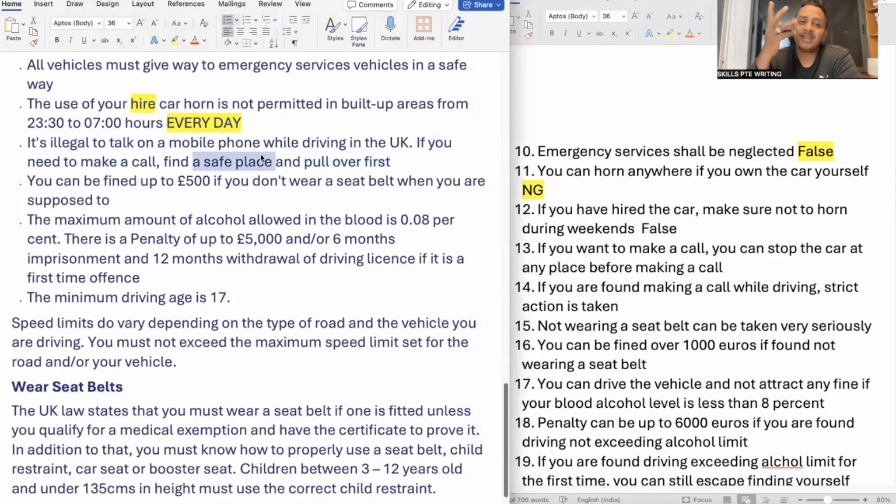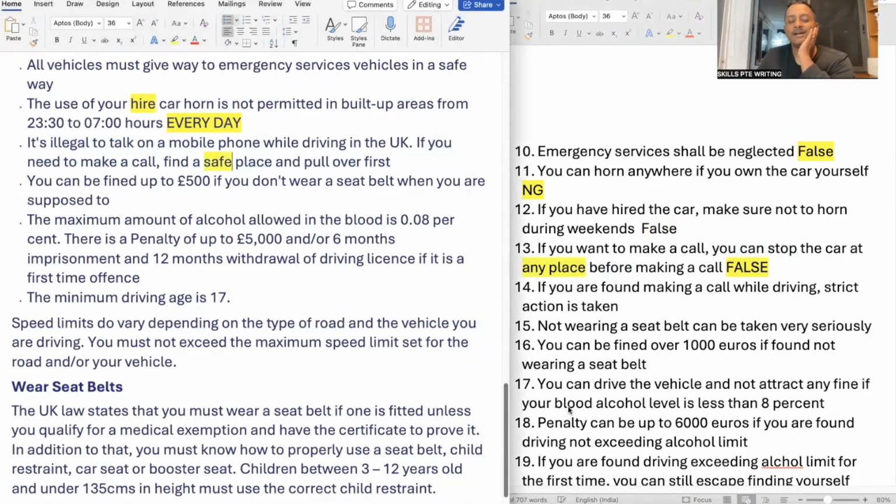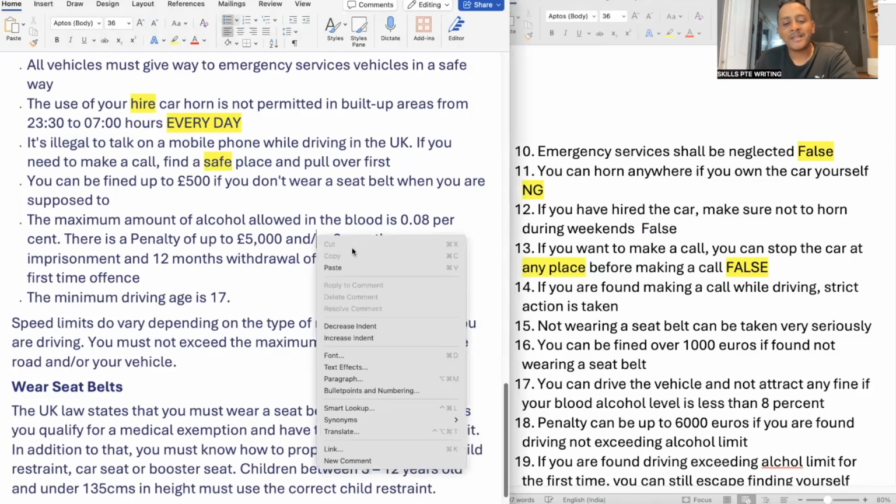No, not any place. In the middle of the road, you can stop and talk with your friend for one hour? No, you have to find a safe place, not any place. So it's exactly contradicting because of the word safe place. Getting it? Be aware, be more conscious. Every word is very instrumental over here.